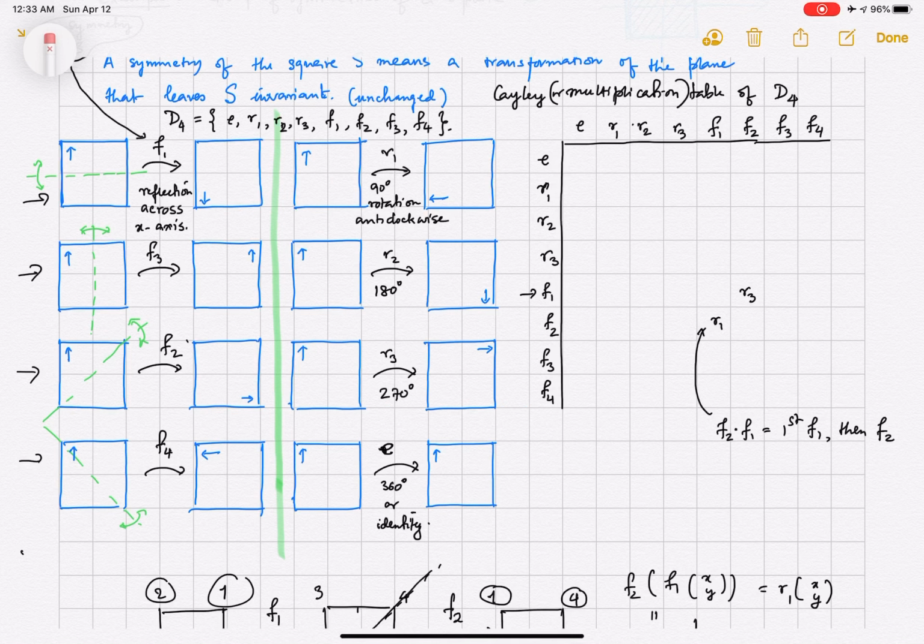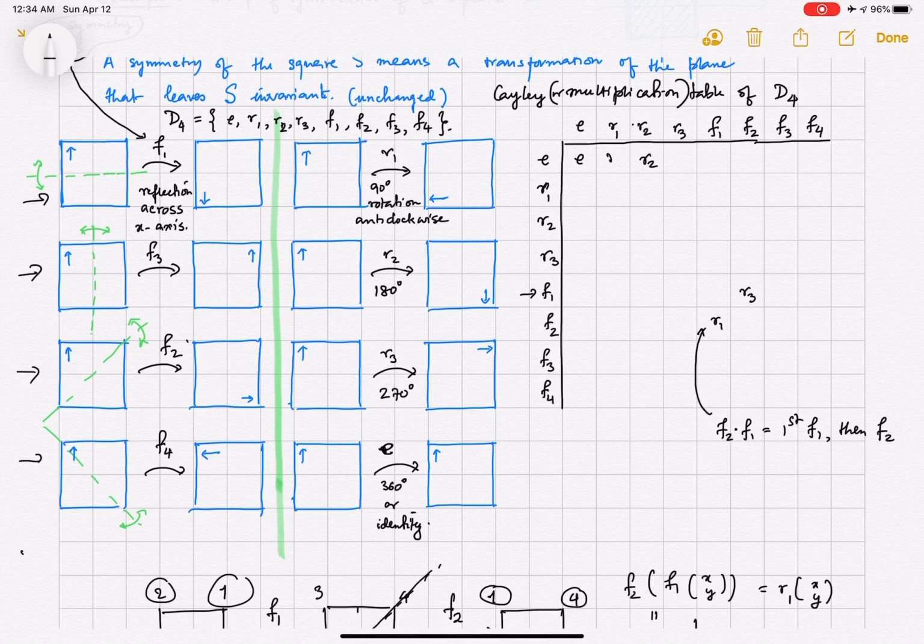Okay, let's fill in some other entries. The first row is very easy. What should go here is R2 times E, which means first apply E, then apply R2. Applying E means doing nothing, and then you apply R2. So that just gives you R2.